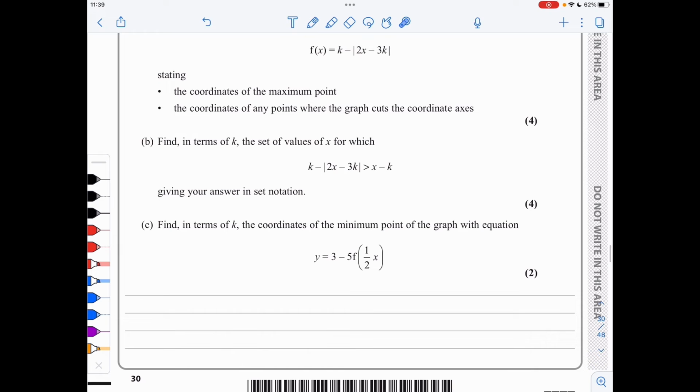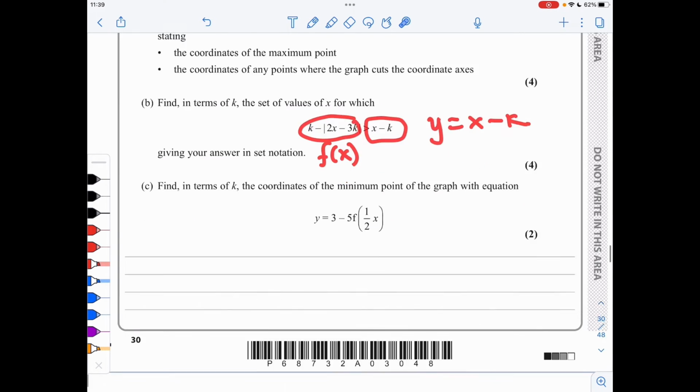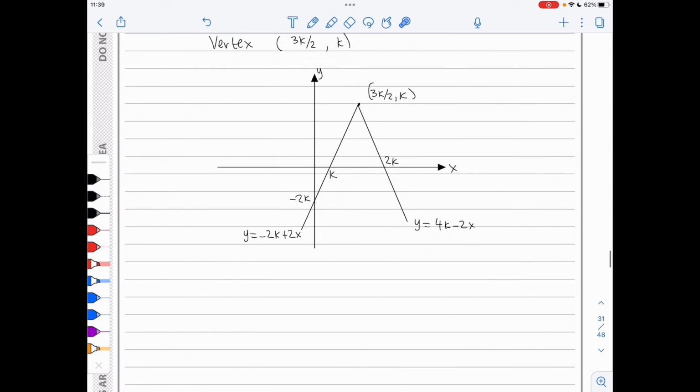And then for part B, we need to find in terms of k the set of values of x for which this part is greater than x minus k. This is obviously f of x. So I will be adding the line y is x minus k to see exactly what's happening. So this is a straight line going uphill, cutting through the x-axis at k and the y-axis at negative k. So this is y is x minus k.